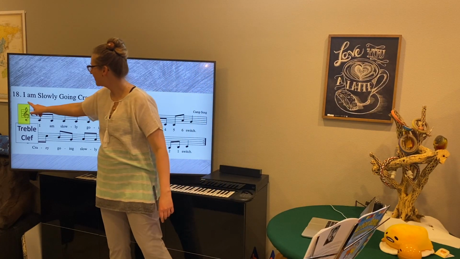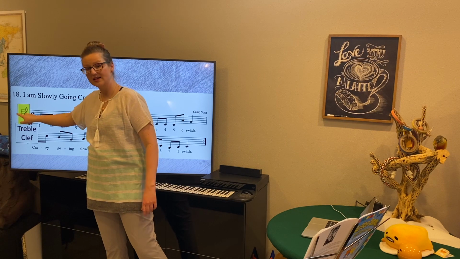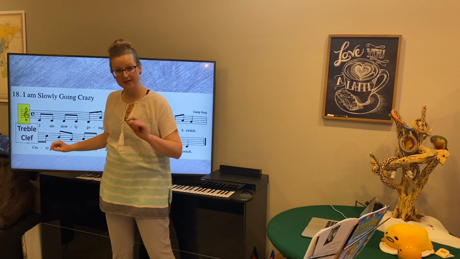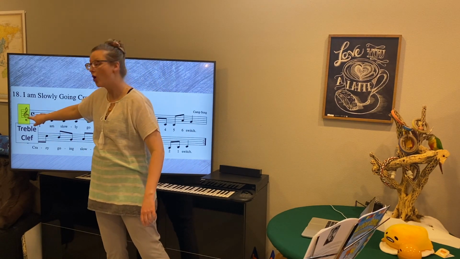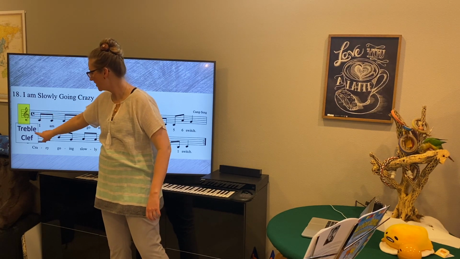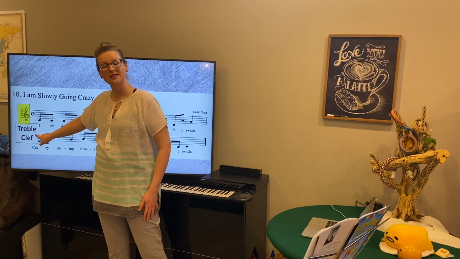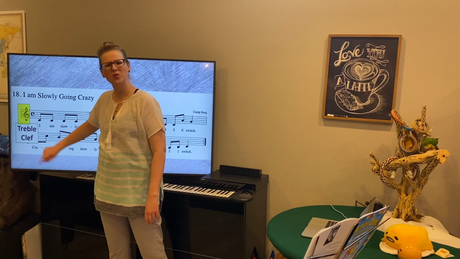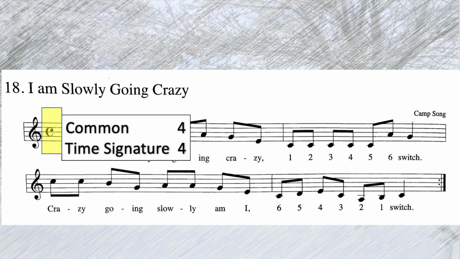Next, we're going to look over here. At the beginning of each line, there's going to be a symbol. In this case, we're only using the treble clef symbol. So we want to understand that that is what a treble clef looks like, and we're going to label it on your worksheet.